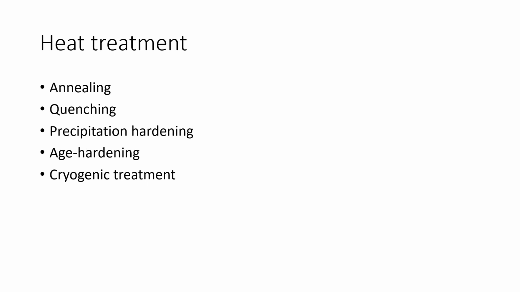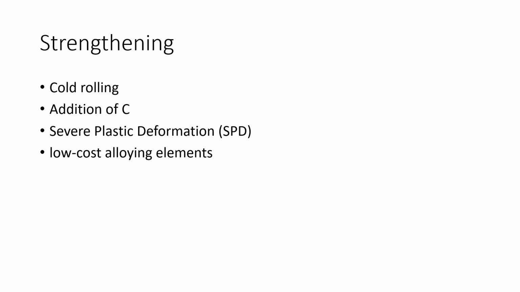In terms of heat treatment, generally, the alloys of titanium can be heat treated by annealing, quenching, precipitation hardening, age hardening, and also cryogenic treatment. So, for strengthening of titanium alloy, the process we can use is either co-rolling or addition of carbon in the alloy, or through severe plastic deformation, or we can choose to use low-cost alloying elements.